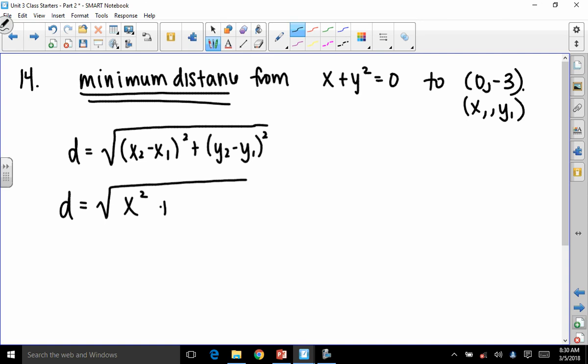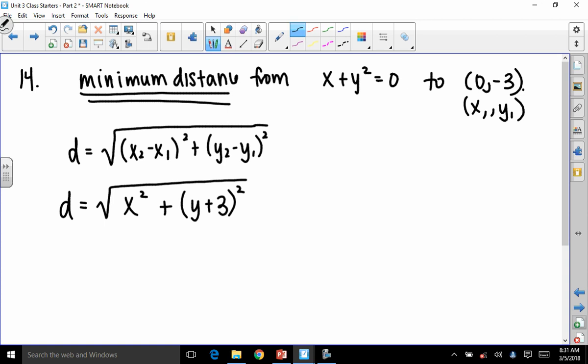And what are we going to replace y1 with? Negative 3, so this is going to become y plus 3 squared. Okay. We still have a small problem. What is our small problem? There's still an x and a y, so we can't really do anything, okay?